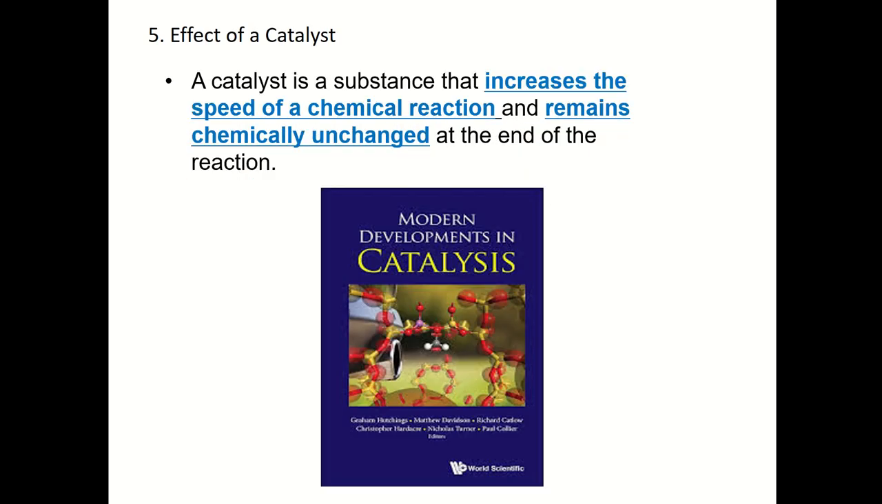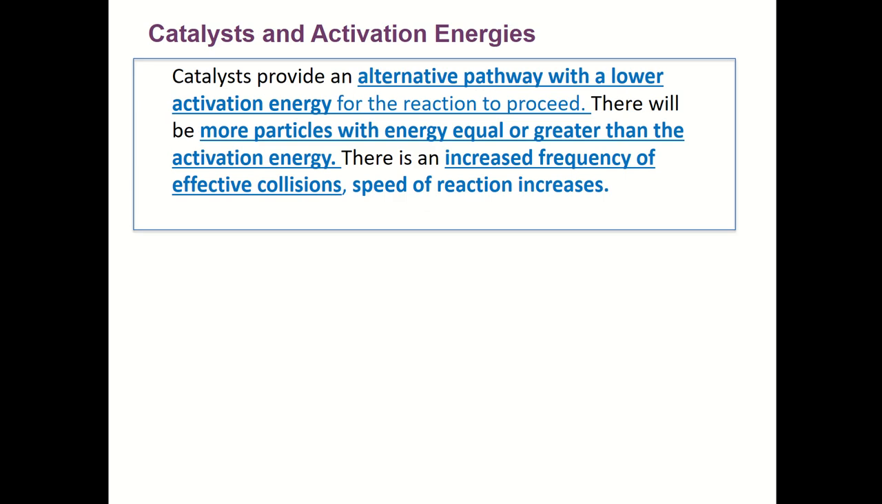Okay, finally, the fifth factor is effect of a catalyst. So what is a catalyst? A catalyst is a substance that increases speed of reaction, but it must remain chemically unchanged at the end of the reaction. So what does a catalyst do? Catalyst basically provides an alternative pathway with lower activation energy so that the reaction can proceed.